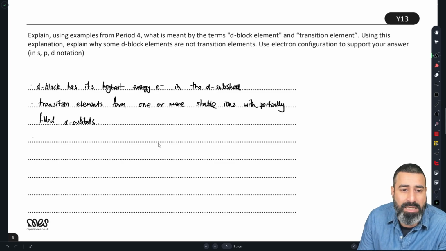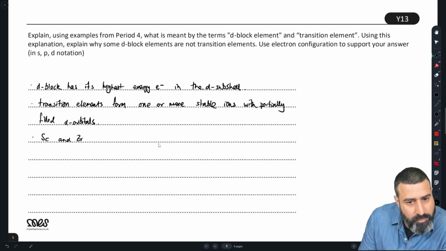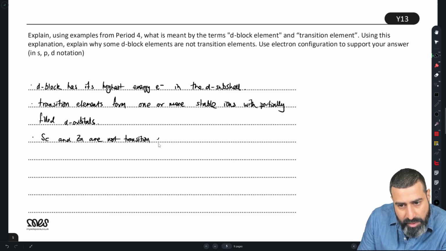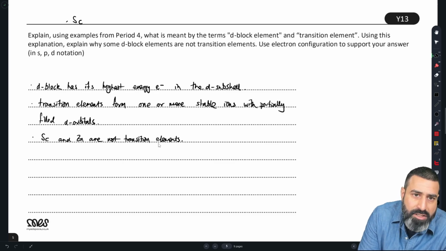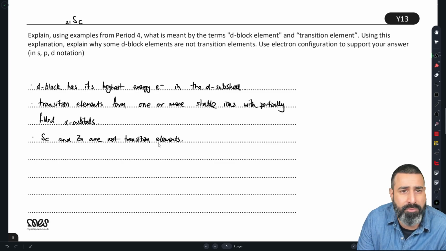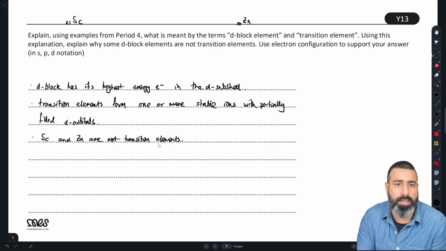So, scandium and zinc are not transition elements. Let's look at this at the top. We're just going to do it at the top, kind of running out of space. So scandium has electron configuration with 21 electrons that we need to put in, and then zinc has 30 electrons that we need to put in.